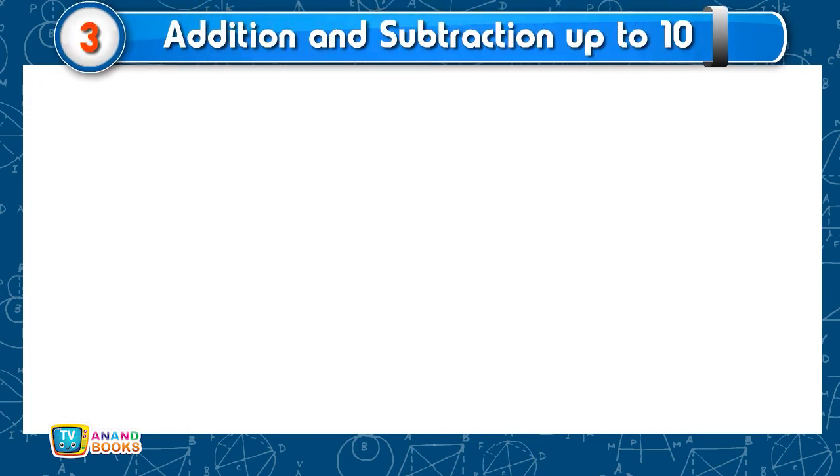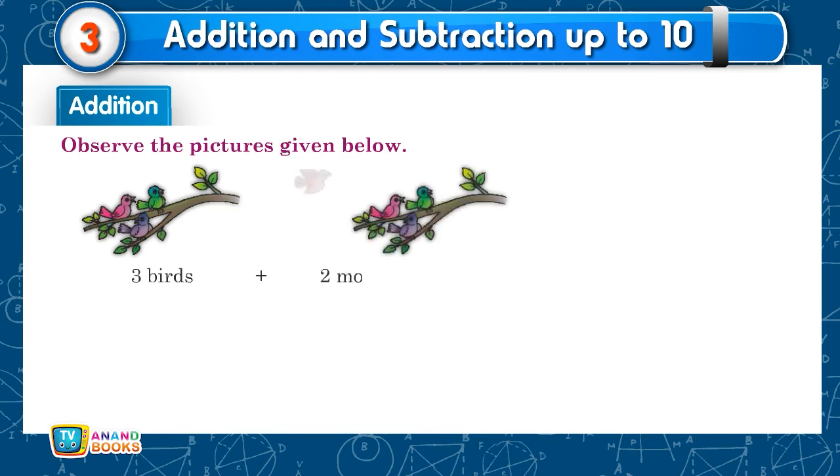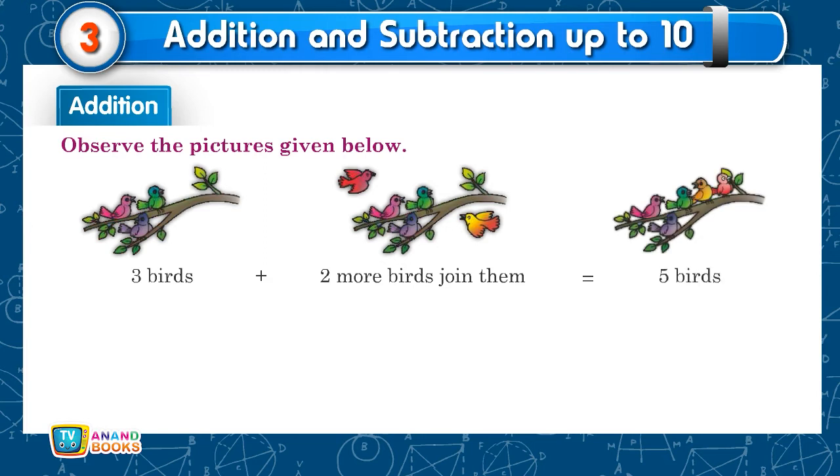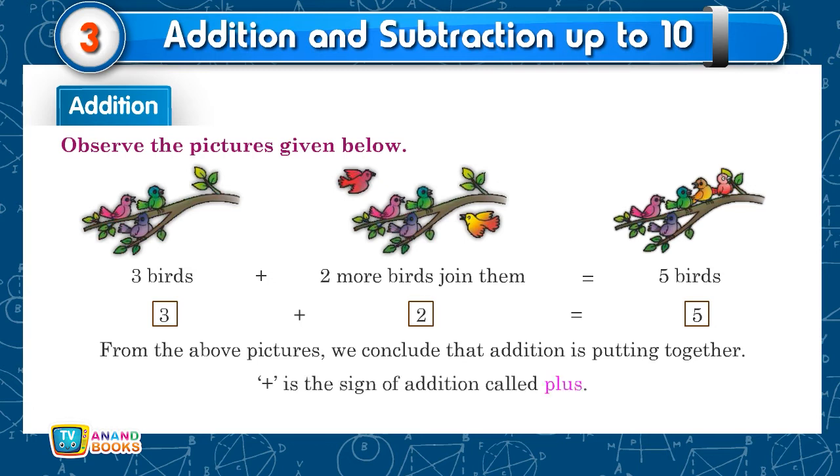Chapter 3. Addition and subtraction up to 10. Addition. Observe the pictures given below. 3 birds plus 2 more birds join them is equal to 5 birds. 3 plus 2 is 5. From the above pictures, we conclude that addition is putting together. Plus is the sign of addition. 3 plus 2 is equal to 5.